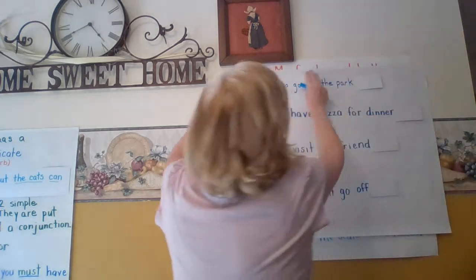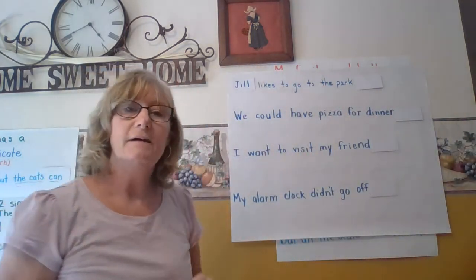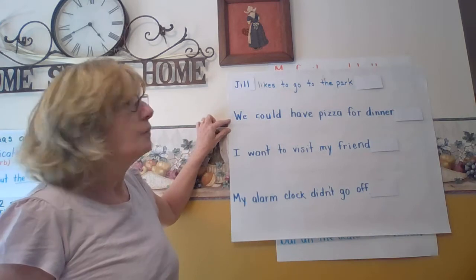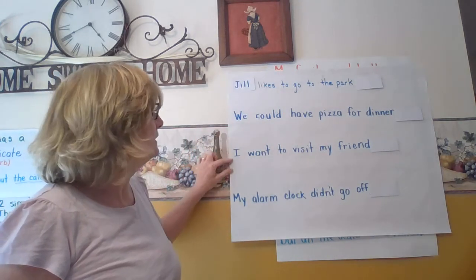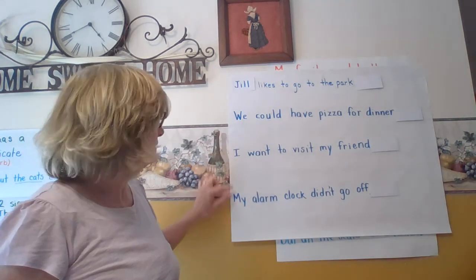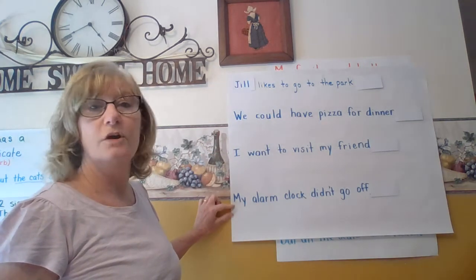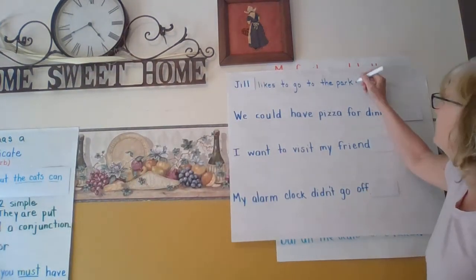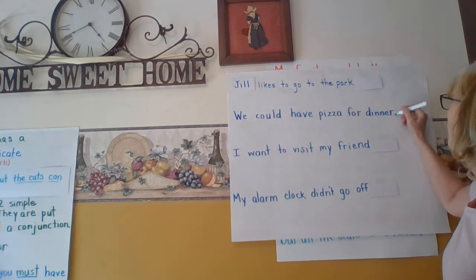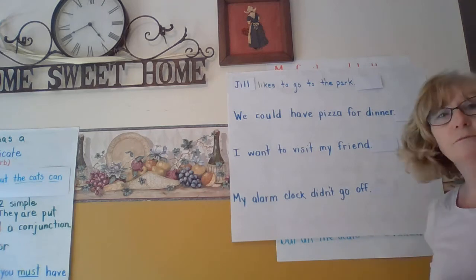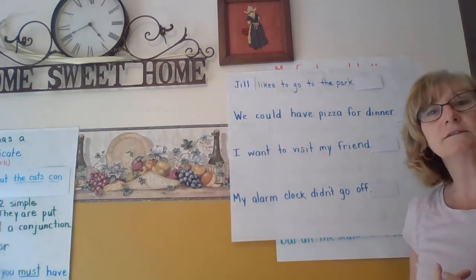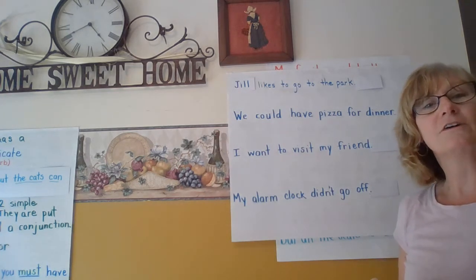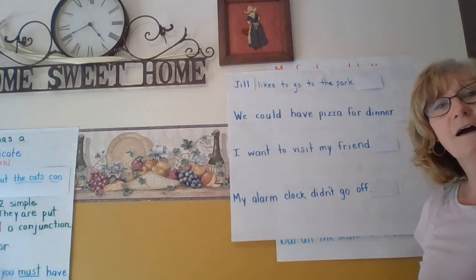Here are 4 sentences for us to look at. Jill likes to go to the park. We could have pizza for dinner. I want to visit my friend. My alarm clock didn't go off. Now, all of these sentences, as they are, could have periods at the end of them, and they could be called simple sentences. They all have a subject and a predicate in them. They're a complete thought. But I'd like to make them longer with some conjunctions so that we can practice that.